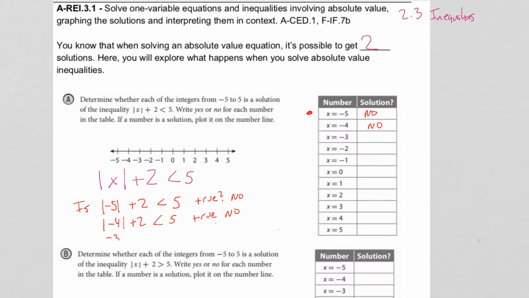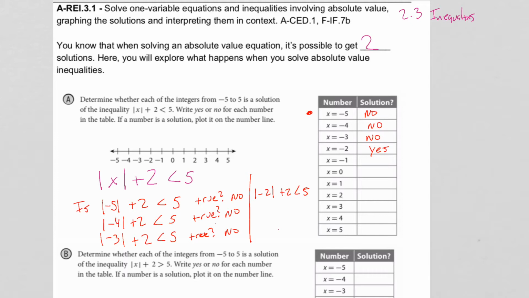What about -3? Is the absolute value of -3 plus 2 less than 5? Is this true? And you get 3. 3 plus 2 is 5. No, that's also not less than 5. But you'll notice when I get to the absolute value of -2 plus 2, I'm going to do some more work over here. Is that less than 5? Well, it's true. That would be less than 5.